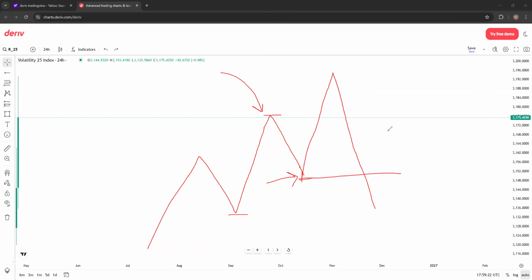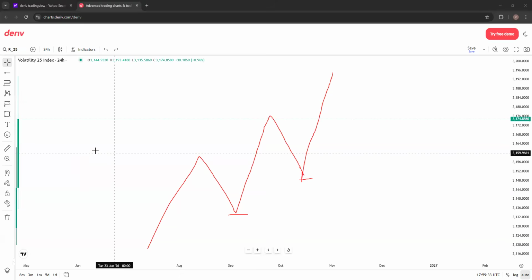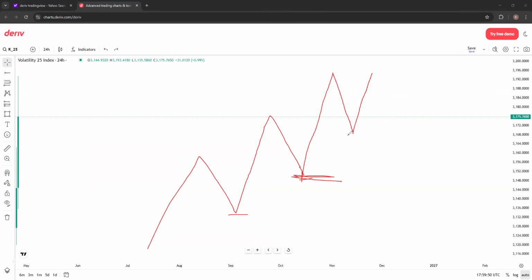But then a change of character works in this way. What you can see is we can have a low, a high, a low, and then we can have a low that comes and fails to break a high. If that low fails to break a high, it means this is the valid low. This low can only become valid if it breaks a high. But in this case, it fails to break a high, and then we come and break it. Now we know that this is a change of character.